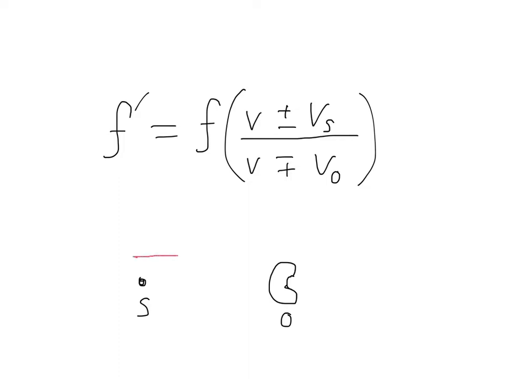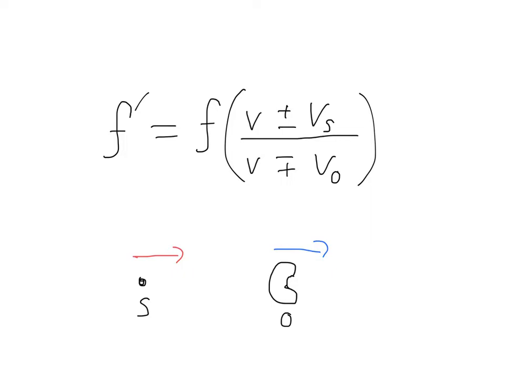If this guy is moving this way, that would have a positive effect of increasing the frequency. But if our observer is moving in this direction, moving away from the source, still the same direction though, that's going to make the frequency go down, so kind of the opposite effect. So that's why I'm using plus minus and minus plus here, to have that opposite effect.